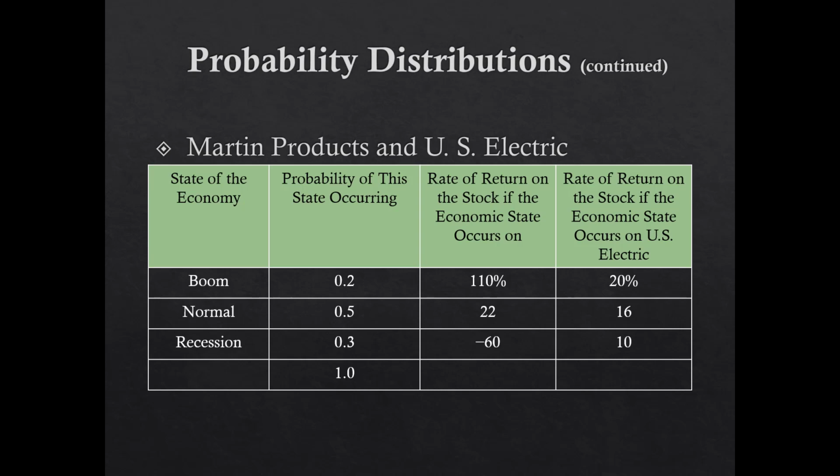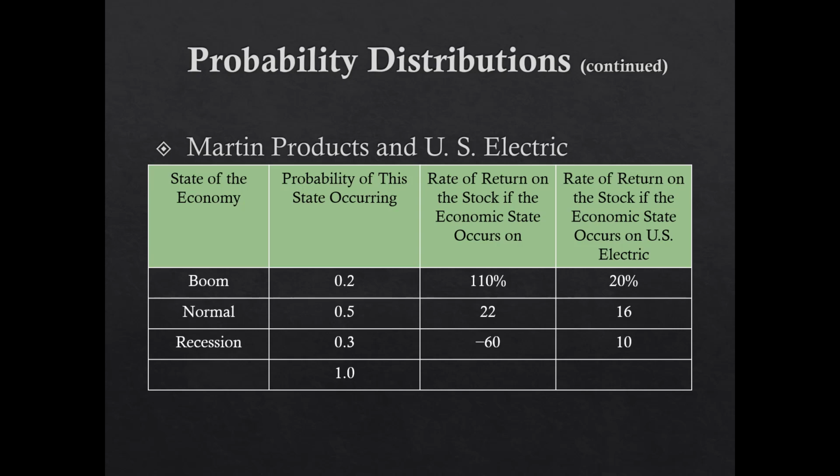When we look at that in a business setting, you still have to have a probability of the outcomes coming to 100%, but you can have more granularity or more choices in what those outcomes are. So in this case, we're looking at Martin Products and U.S. Electric, and the economy could either be in boom, it could be normal, or it could be in recession. And then we have the analysis here.